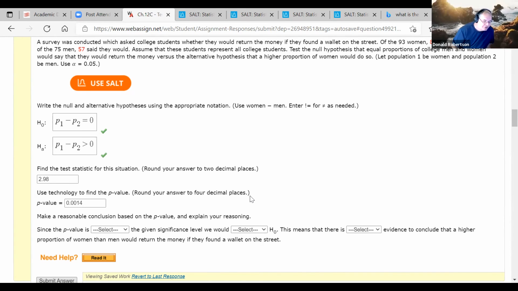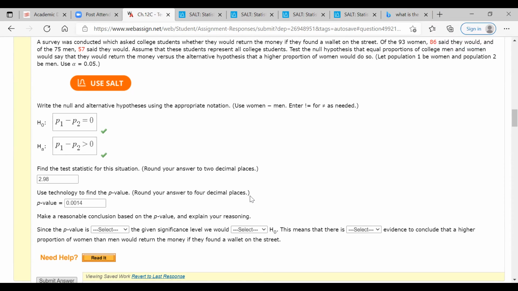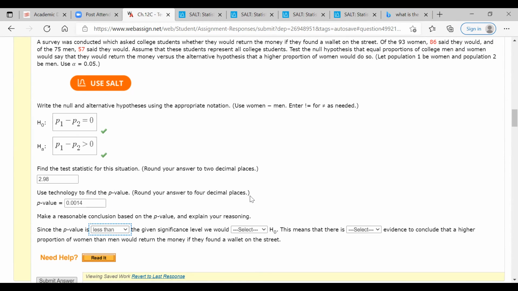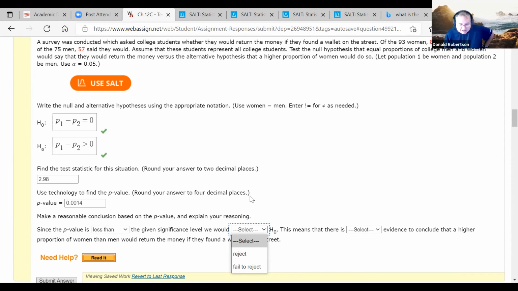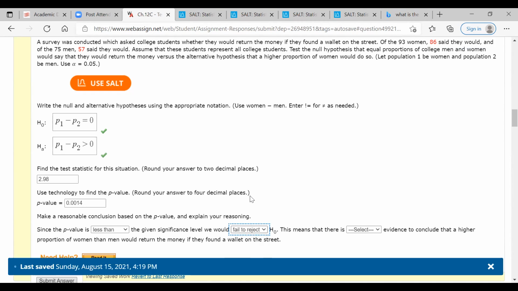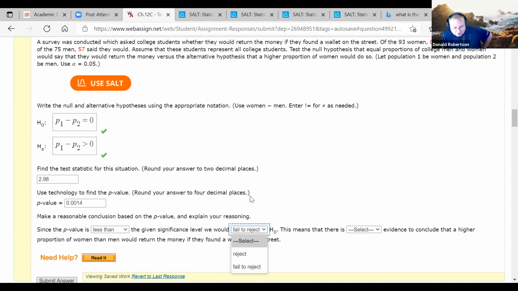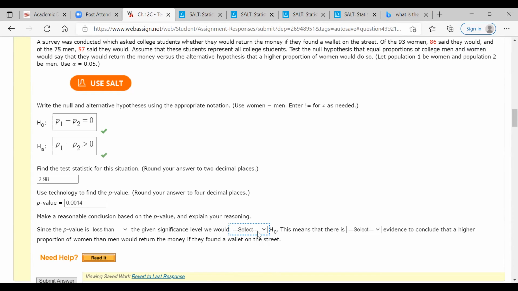So let's see. Since the p-value is, if you click on the select, we'll see what the choices are, but one of them should be less than. Yep. So pick that. So since our p-value, 0.0014, is less than the significance level, we would reject the null hypothesis. So we choose the word reject. No, you clicked on fail to reject. We would reject. There we go.